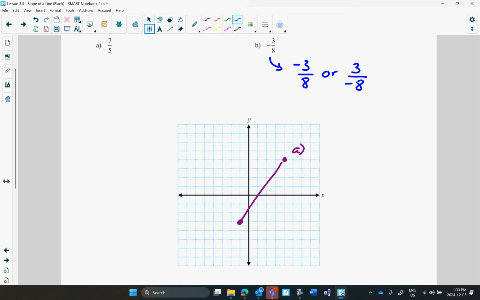So let's look at this one. I need to pick a point so I can do what? How do I move from the point that I pick? I go down 3, to the right 8. So probably over here somewhere. Down 3, to the right 8. I'm over here. Let's make sure I did that right. Down 3, yeah, to the right 8. And that's B.